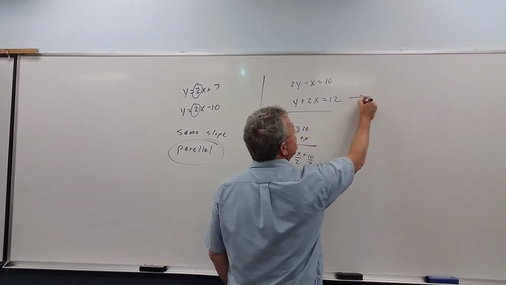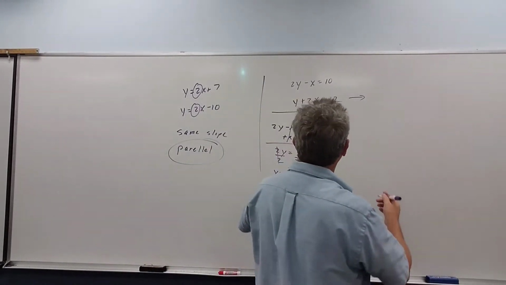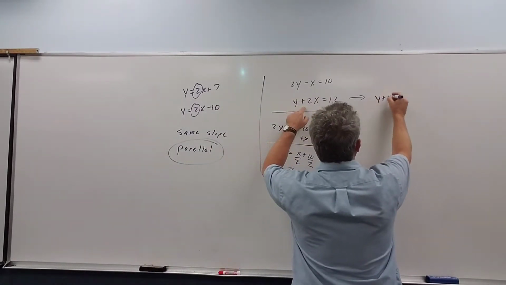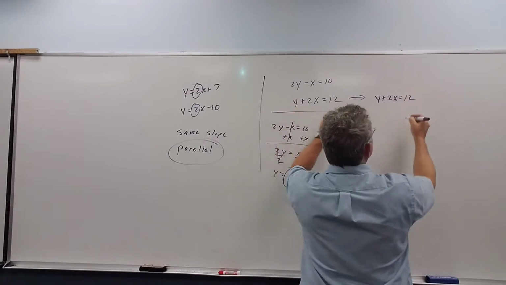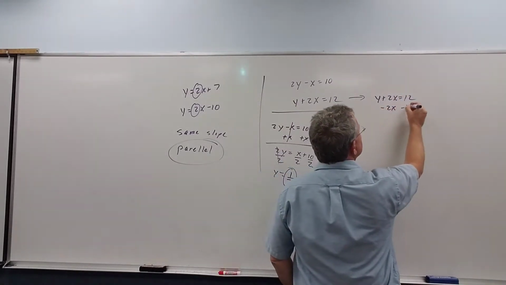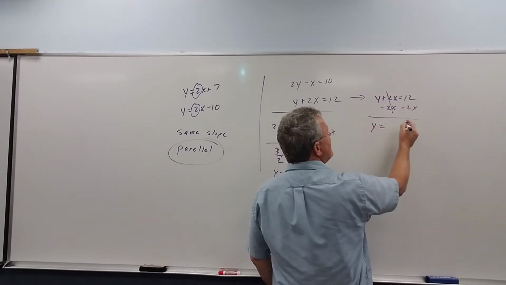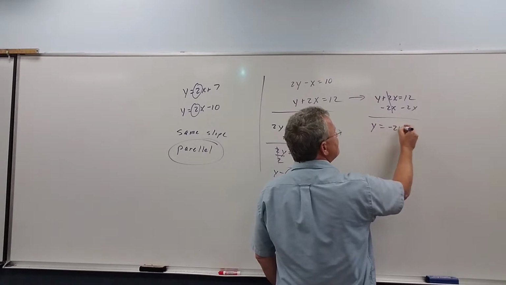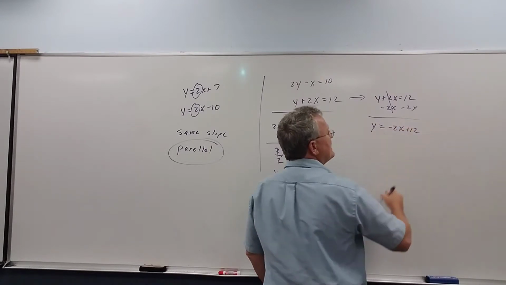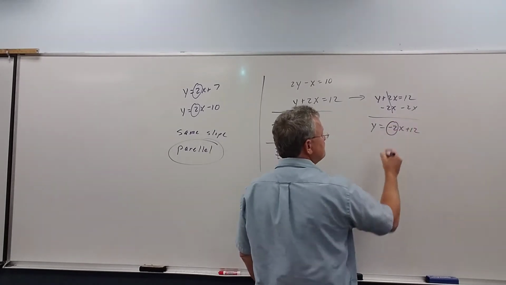Now let's solve this equation for y and compare the slopes. So we have y plus 2x equals 12. When I subtract 2x from both sides, these add up to 0 and we're left with y. And on this side we have minus 2x plus 12. The slope is the coefficient of x.